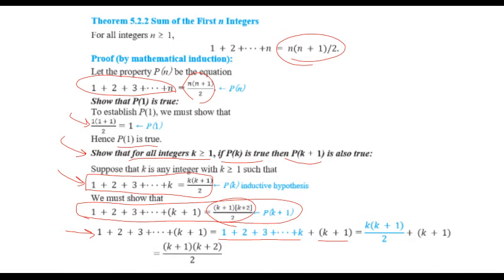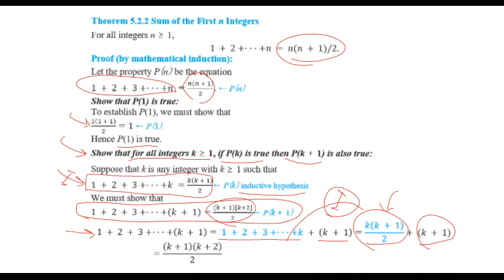The first k terms would be equal to k times k plus 1 over 2, according to what we have in the induction hypothesis. This equation, I'm going to call equation 1, and I'm going to say this is equal to this because of equation 1. Okay, and we have k plus 1 at the end, so it's going to be equal to k times k plus 1 divided by 2 plus the last term, which is k plus 1.